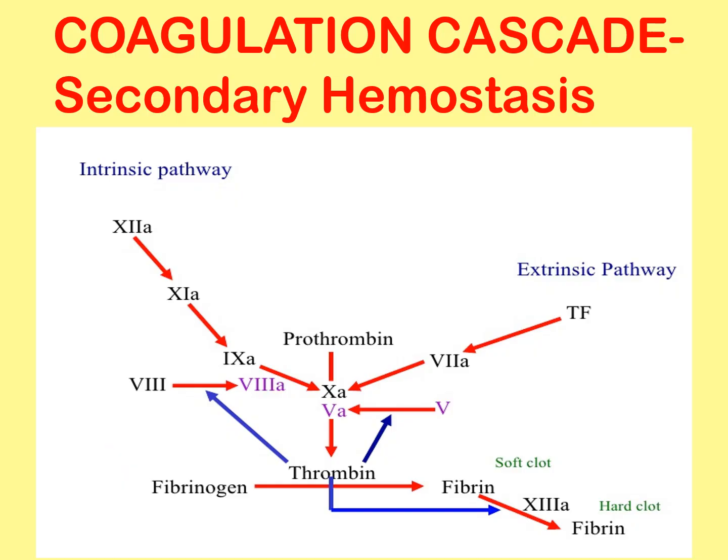So let's briefly understand the overview of the coagulation cascade, which is a part of secondary hemostasis. Coagulation cascade comprises of an intrinsic pathway and an extrinsic pathway which converge at a common point, that is the common pathway, that activates fibrinogen into fibrin, which is a soft clot. It is not stable initially, which is stabilized by activated clotting factor number 13 to form a hard clot.